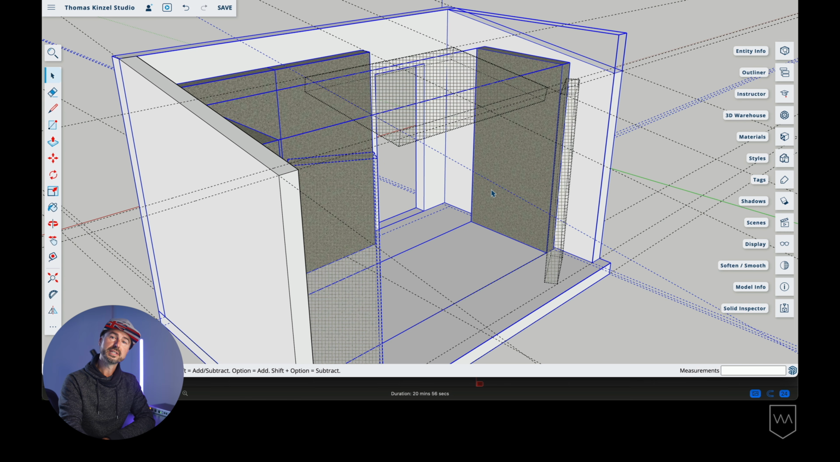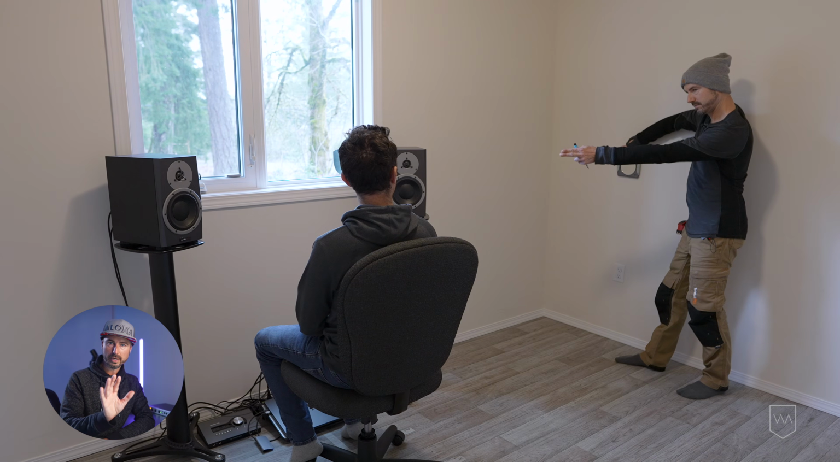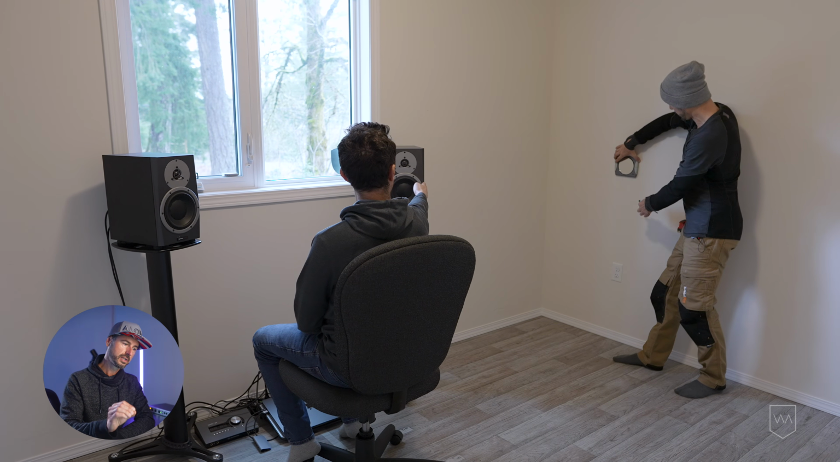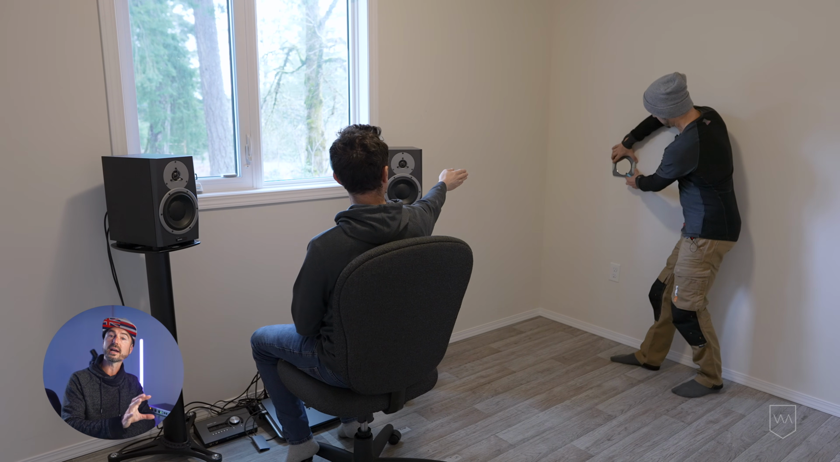Next up are the sidewall modules. These are going to be put here to catch and attenuate the sidewall reflections, these early reflection zones. We used a mirror to locate where the sound energy was going to be hitting the sidewalls, and we are going to locate these right smack in the middle of that.